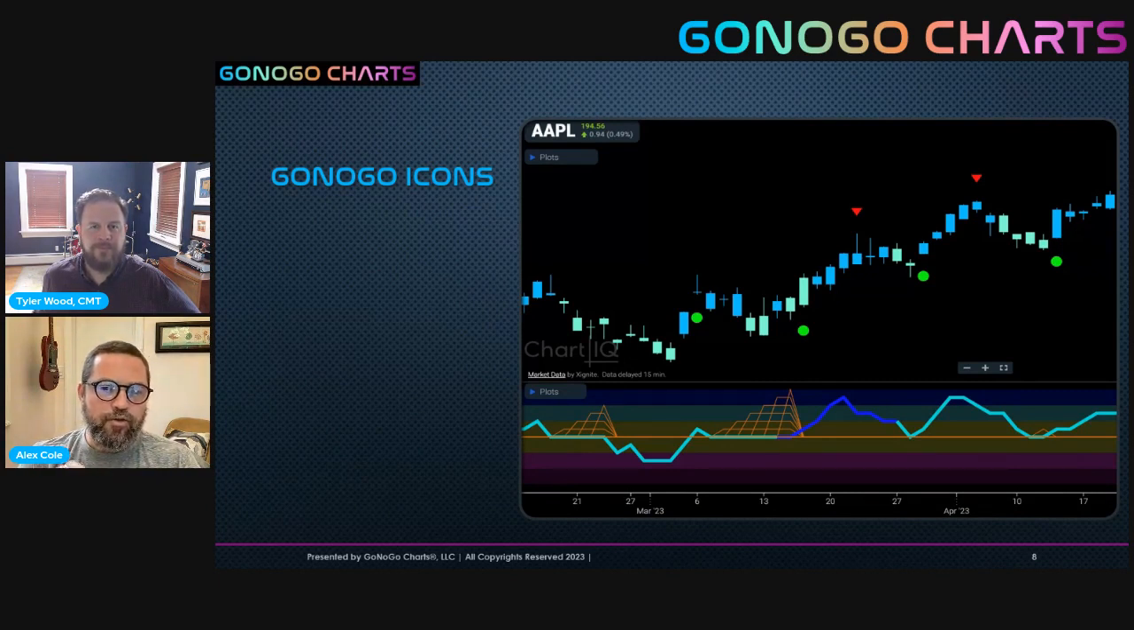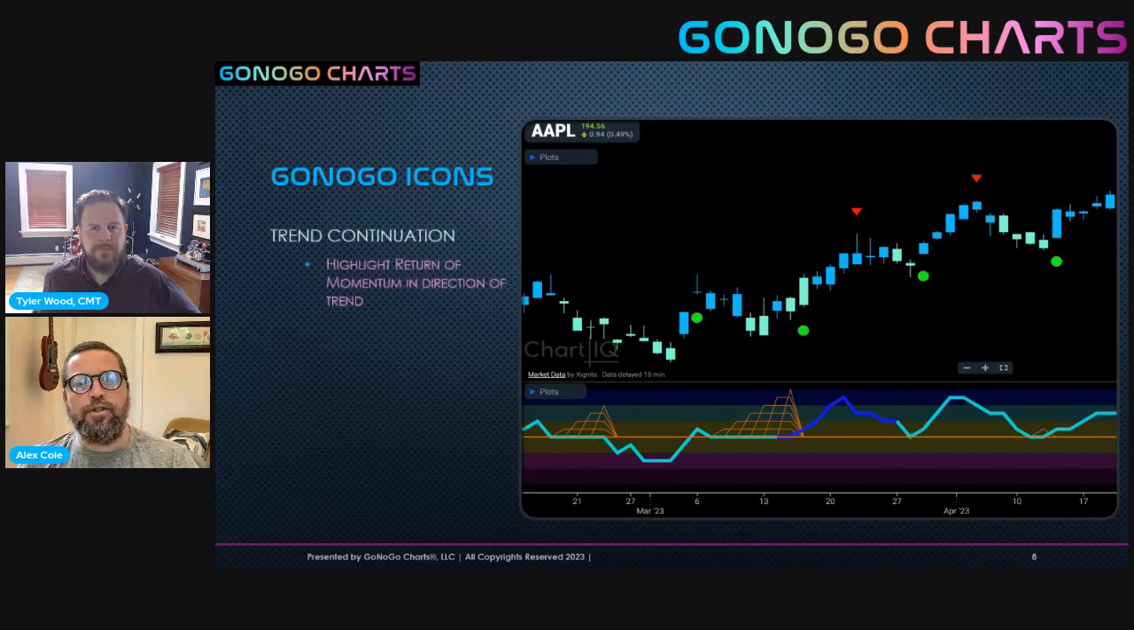So even though we've tried to keep the chart as simple as possible, we're going to go a little further and we're going to draw our eyes to the price chart when something important is happening with the oscillator and the trend. So the first kind of icon we're going to look at here, in this case, are the Go Trend Continuation icons. And those are the circles on the chart. And as you so rightly said, those will highlight situations where the oscillator has found support at the zero line.